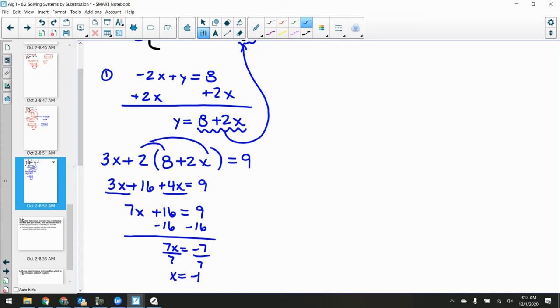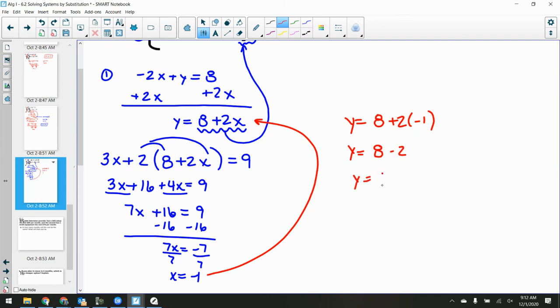My last step is to take that negative 1 and plug it back right into there. Y equals 8 plus 2 times negative 1. Y is equal to 8 minus 2, or 6. If I were to go and graph these, I would see my location where they cross at negative 1 comma 6. Questions about that? Oh, that's not too bad. 2, 6, 9, 11, 13, 15.